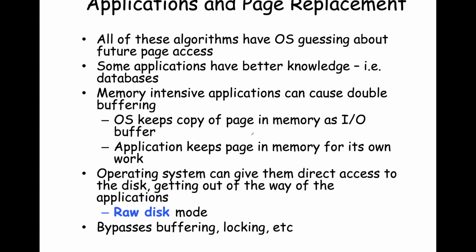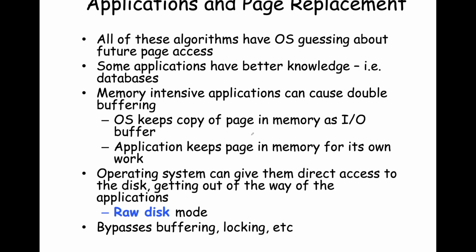Okay, applications and page replacement. All of these algorithms involve the OS in making an informed judgment, or even just a guess, about future page access. Now, some applications, such as databases, are very complex. They traffic in a lot of data, and they know exactly how they're going to use memory. They're memory intensive, and these memory intensive applications can cause double buffering.